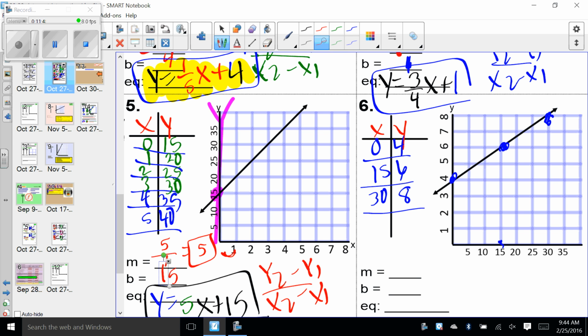Finding the rise over run for our slope. As we find the rise over run for our slope, we're going to rise up this far. From 4 to 6 is a rise of 2. We're going to run 5, 10, 15. So my slope is 2/15.